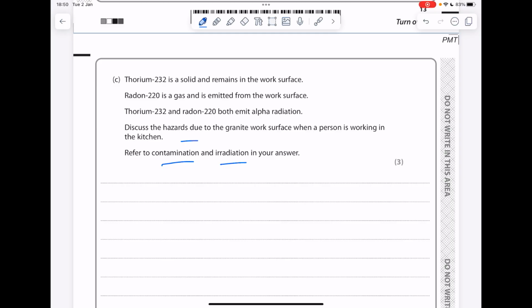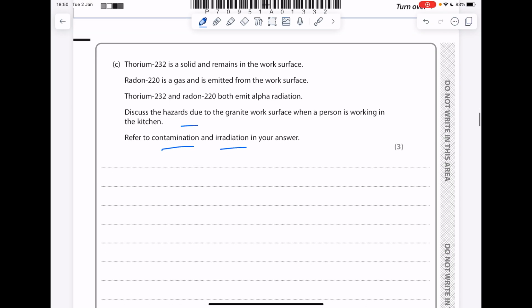So let's first of all talk about the fact that they both emit alpha radiation. Alpha radiation is an ionizing radiation.